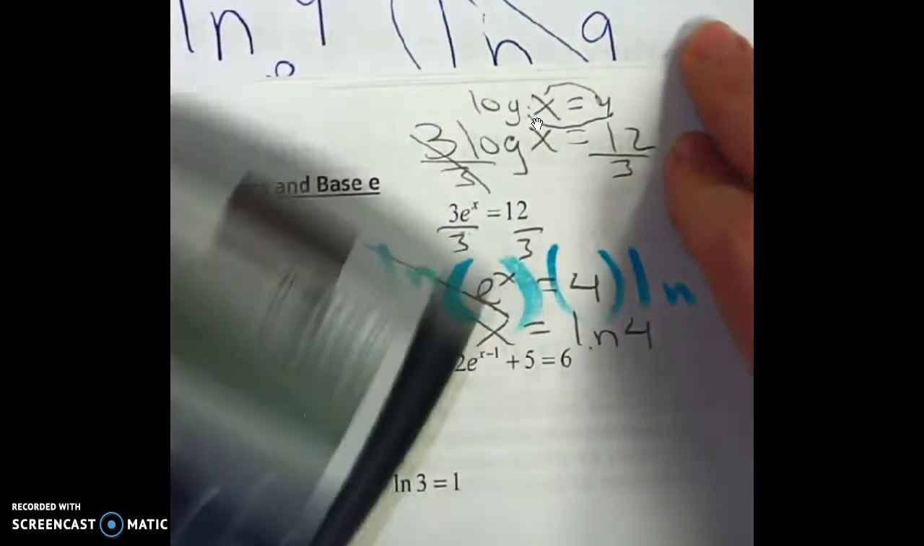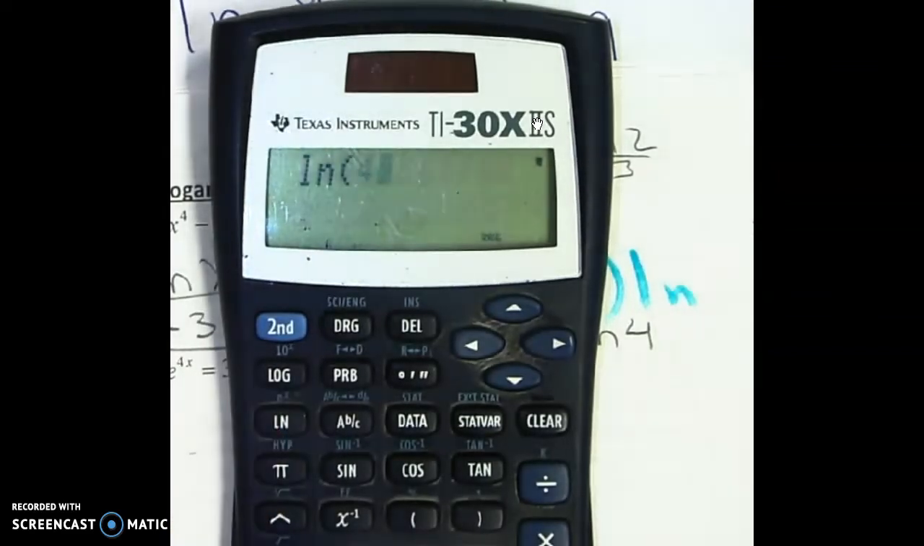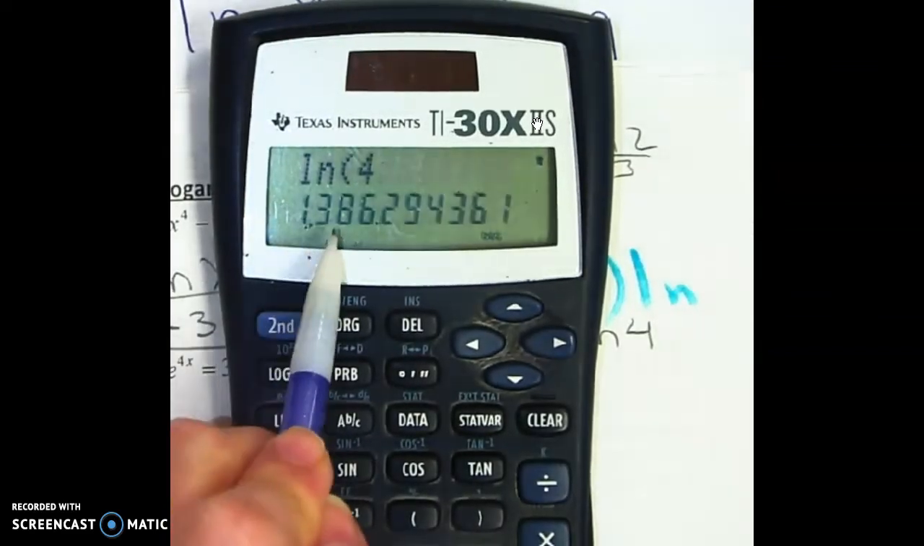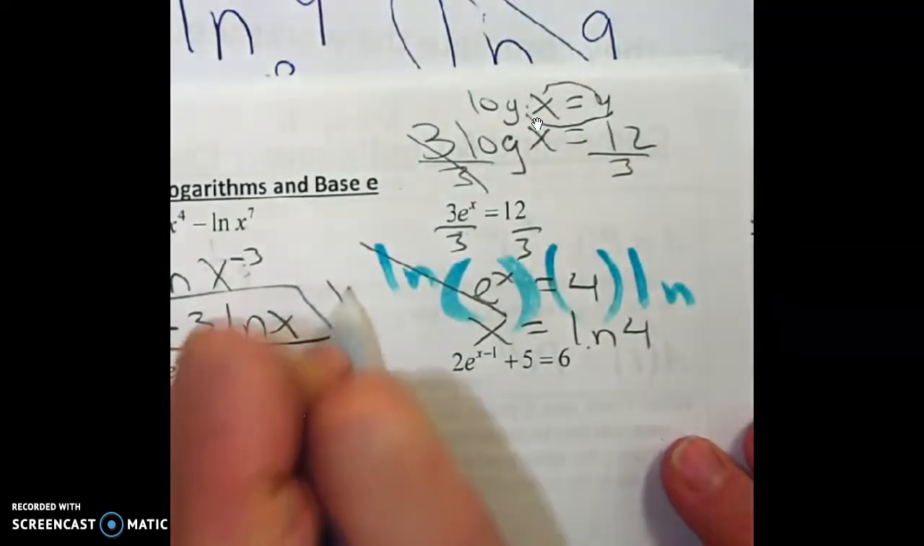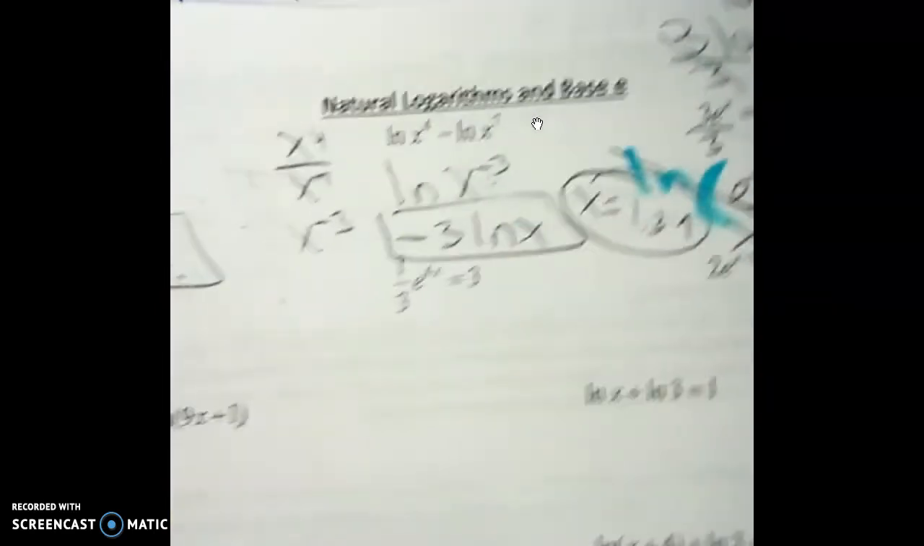And then I pick up my simple calculator because that's all I'm going to have access to. Natural log is right underneath here, of 4. 1.39. So x equals 1.39. All right, let's go to the next one.